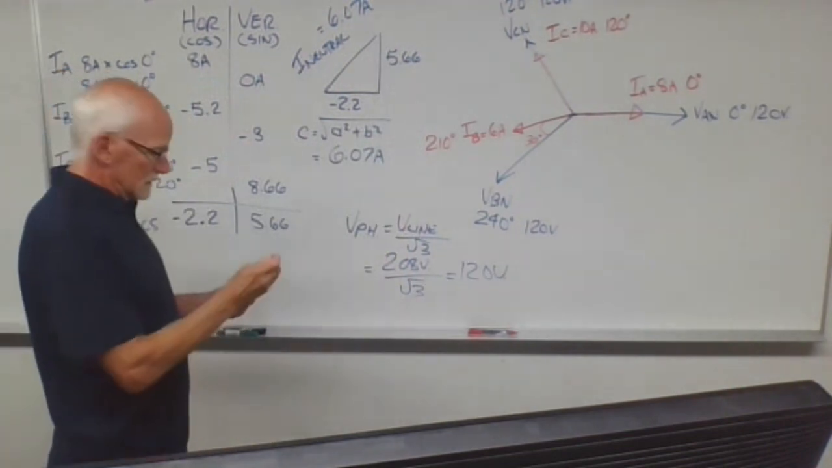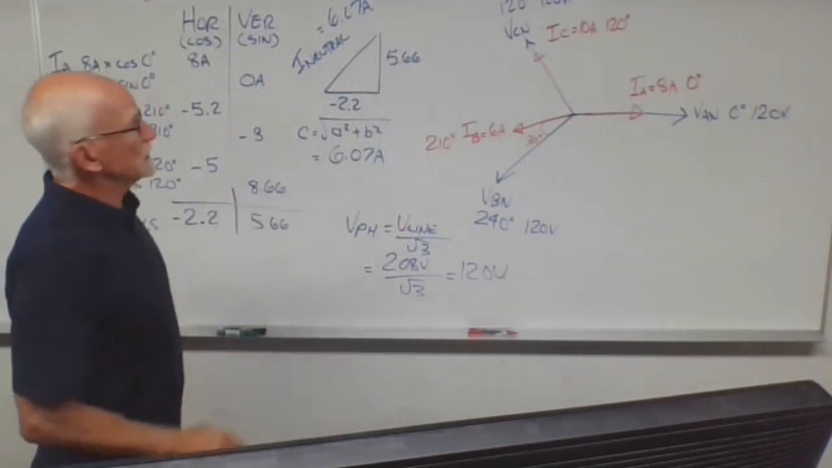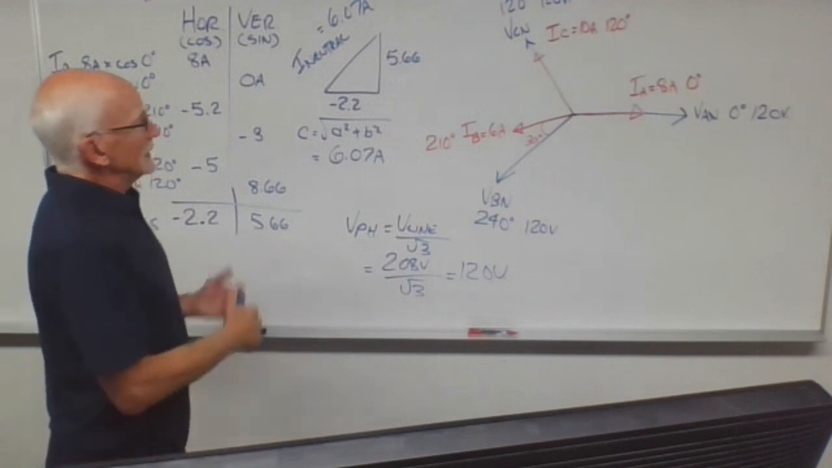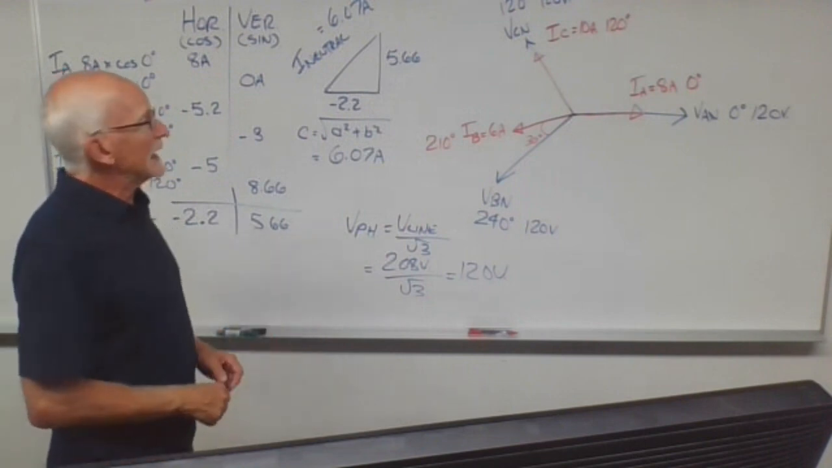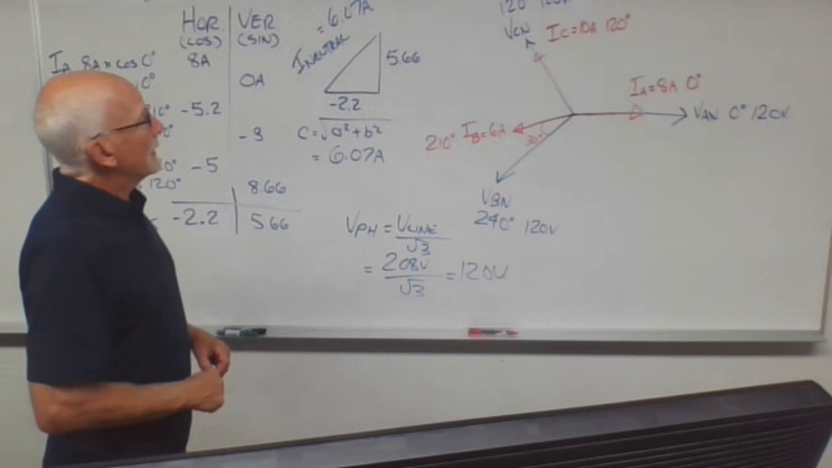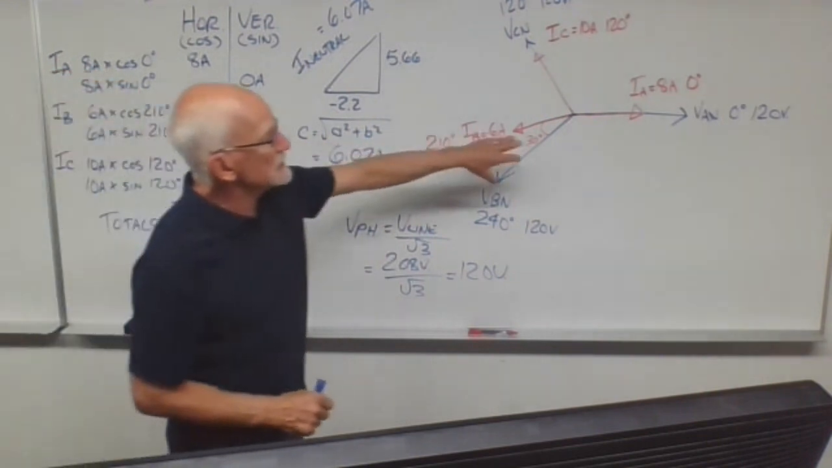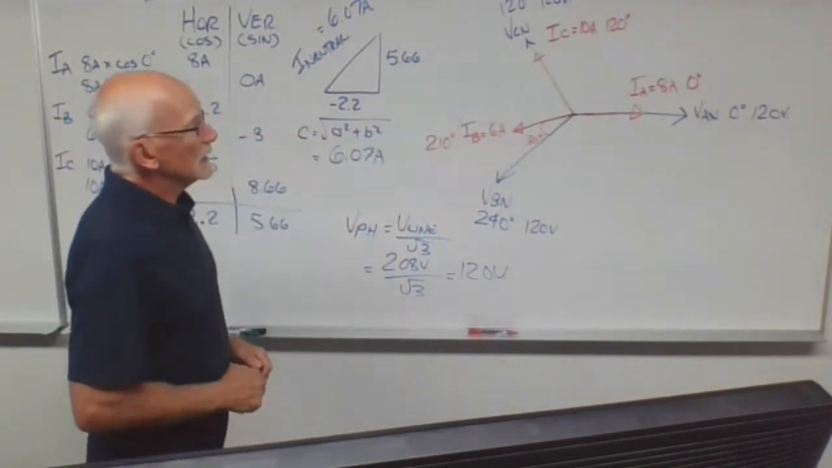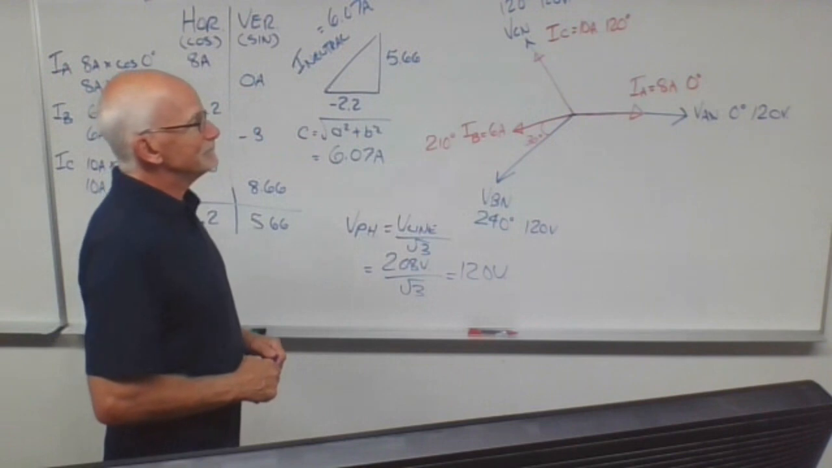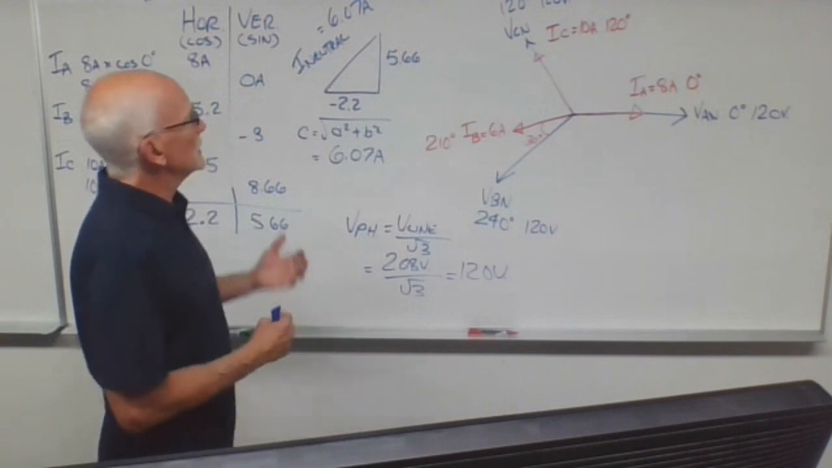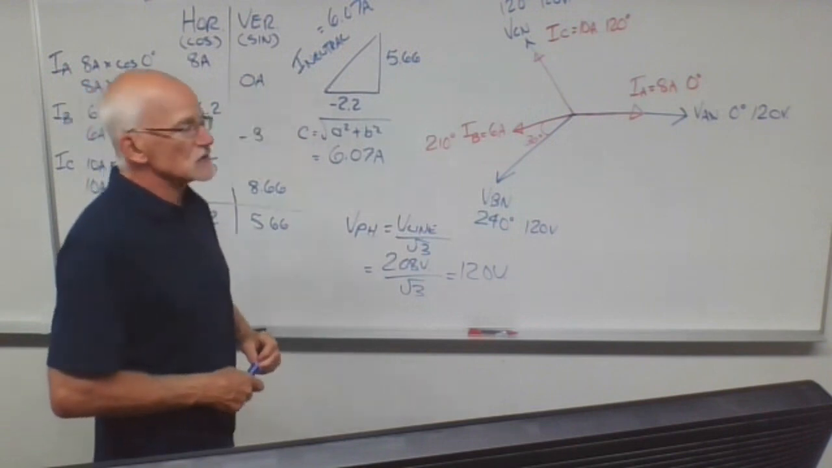And that's how you find the neutral current for this unbalanced load. That's about as hard a problem as they can ask. In order to balance this load out, the neutral would be carrying a current of 6.07 amps.